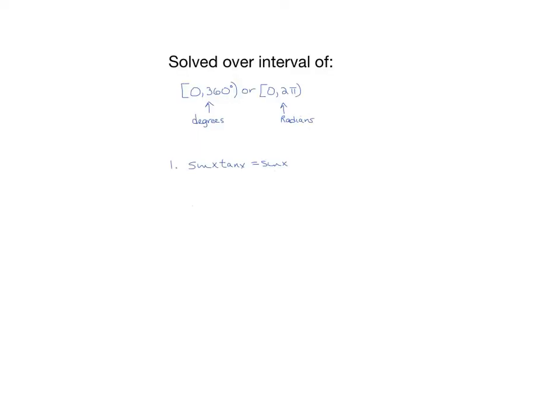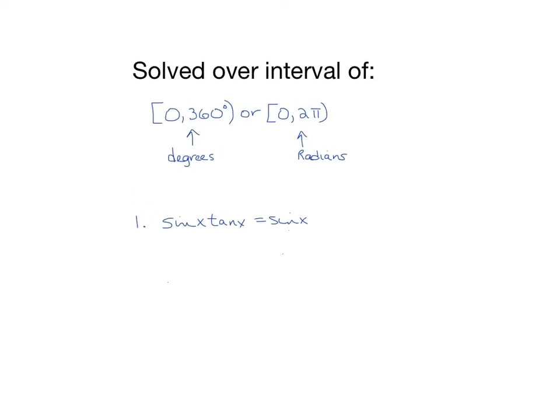Now, when we give our answers, you're just going to need to read the instructions. You're either going to be asked to solve it over an interval of 0 to 360, meaning they're looking for your answers in degrees, or they're going to ask you to give your answers in radians. When we're doing these, you can use either the trig graphs, like the graph of the sine or the cosine, or you could use your unit circle, or you could draw triangles.